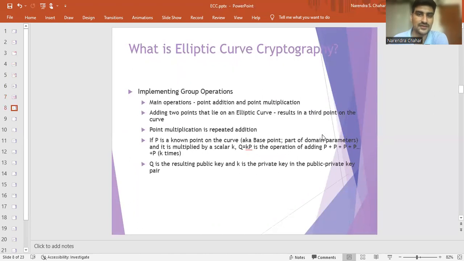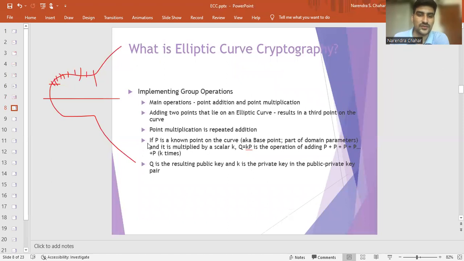Now, what is elliptic curve cryptography? It implements group operations. The main operations are point addition and point multiplication. Adding two points that lie on the elliptic curve results in a third point on the curve. Just like we are drawing a curve like this, we are just adding two points, like here to here, then here to here. Just small points are added.